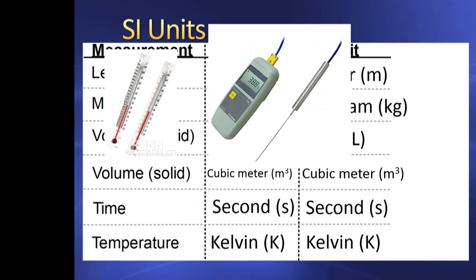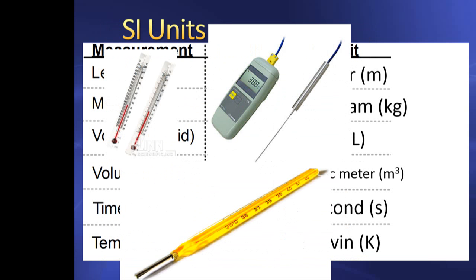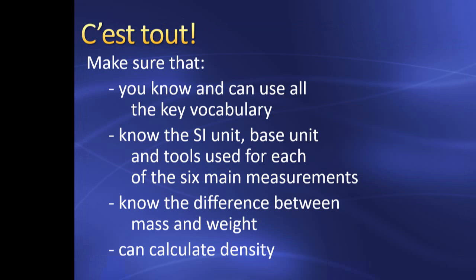There are lots of different types of thermometers. Some are digital, some use mercury, some use alcohol. Make sure that you can use all the key vocabulary, know the SI base unit and tools for each of the 6 main measurements, know the difference between mass and weight, and can calculate density.